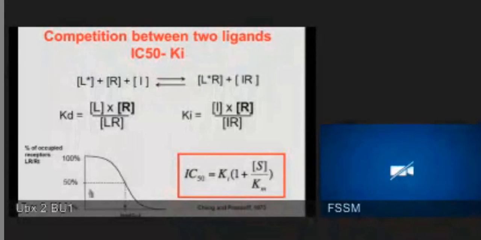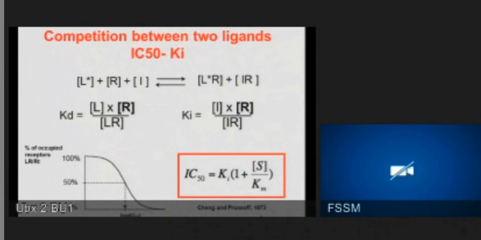Where experimentally, what do you have? You have the IC50. The IC50 is the concentration of the ligand that inhibits occupied receptor L. So this is a concentration of the inhibitor, displacer, whatever, allowing to displace 50% of the initial binding.